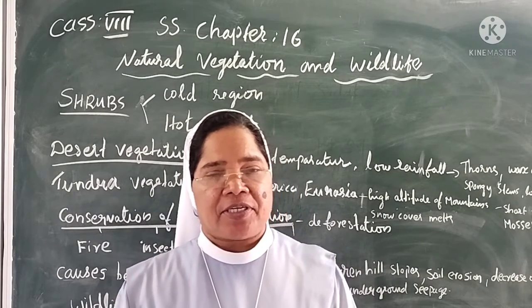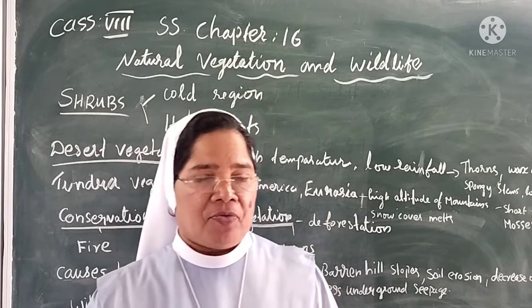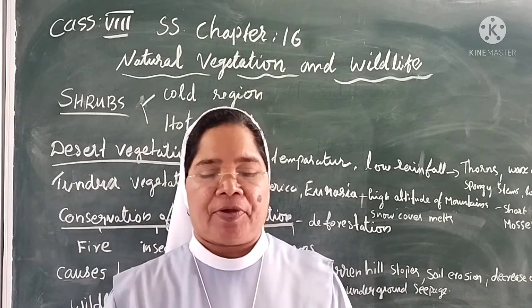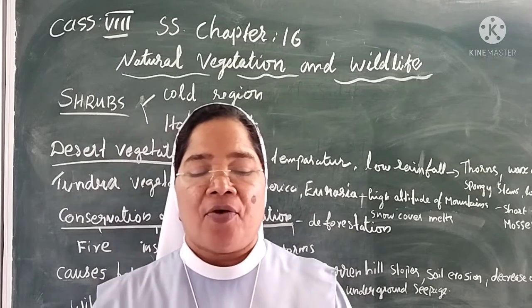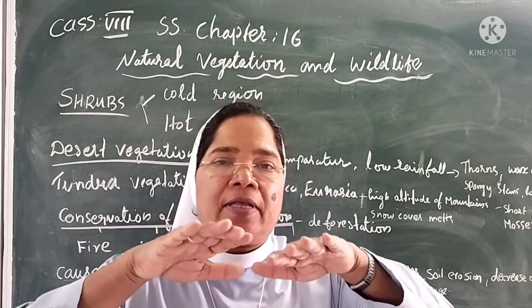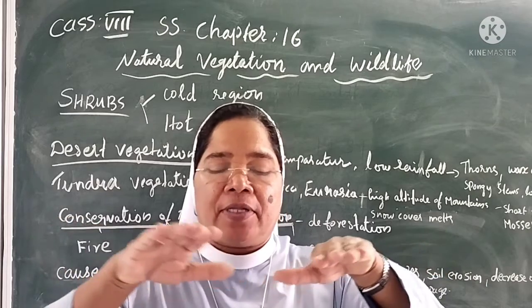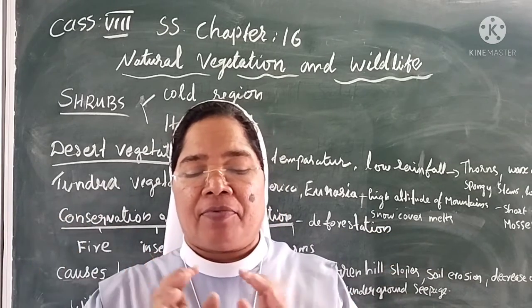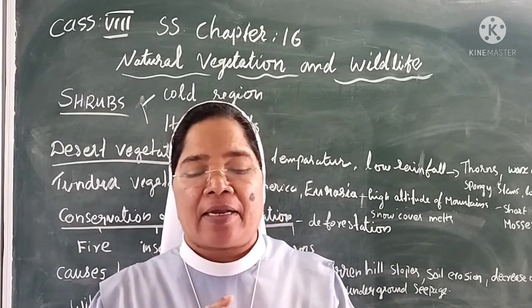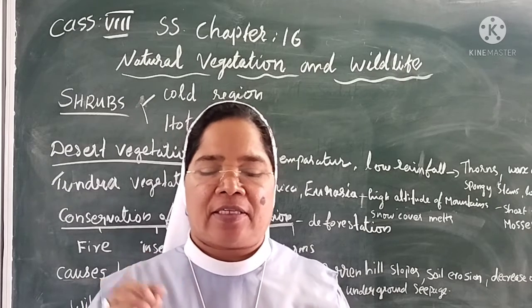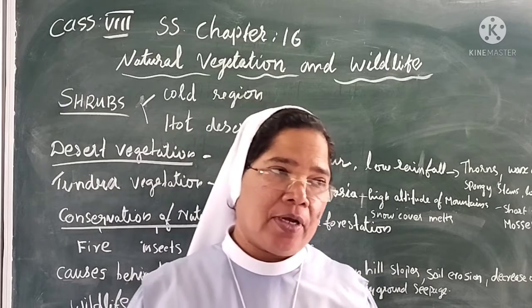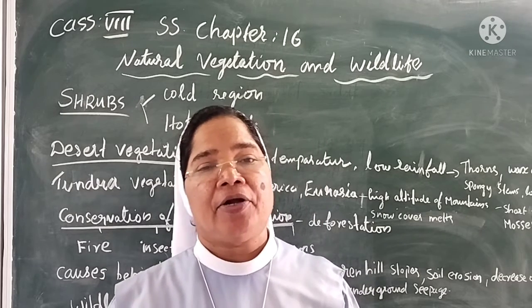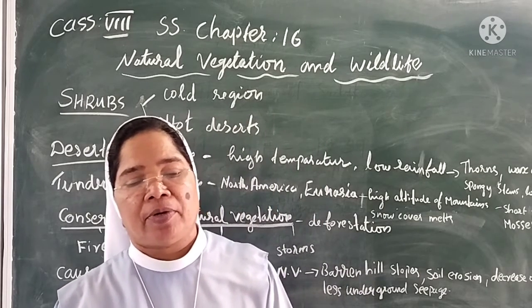Tundra vegetation is found at very high altitudes of the mountains. During the short summer season, when the snow melts, then we can see mosses and some short grasses. These are called meadows.